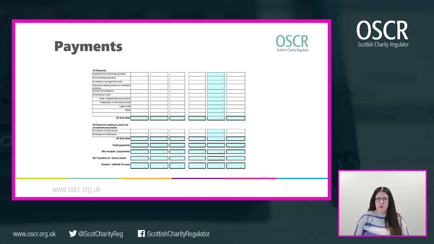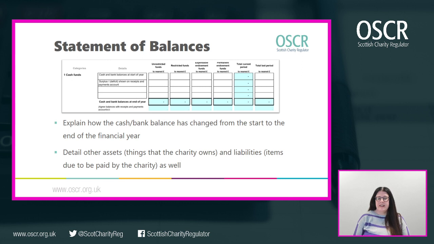So that's all that we've covered so far in terms of the statement of receipts and payments. So next is the statement of balances. The statement of balances really allows the charity to record the assets and the liabilities that it has at the end of the year. The most important part is right at the top of the statement of balances.